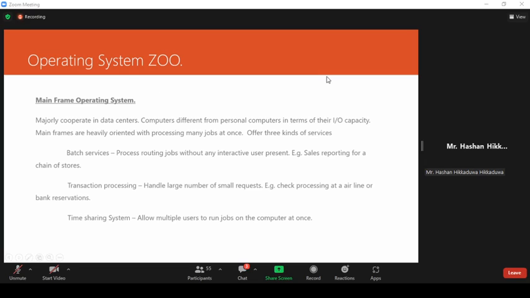Mainframes operate mostly in data centers. These computers differ from personal computers in terms of their input-output capacity. Mainframes are heavily oriented toward processing many jobs at once. This offers three kinds of services.